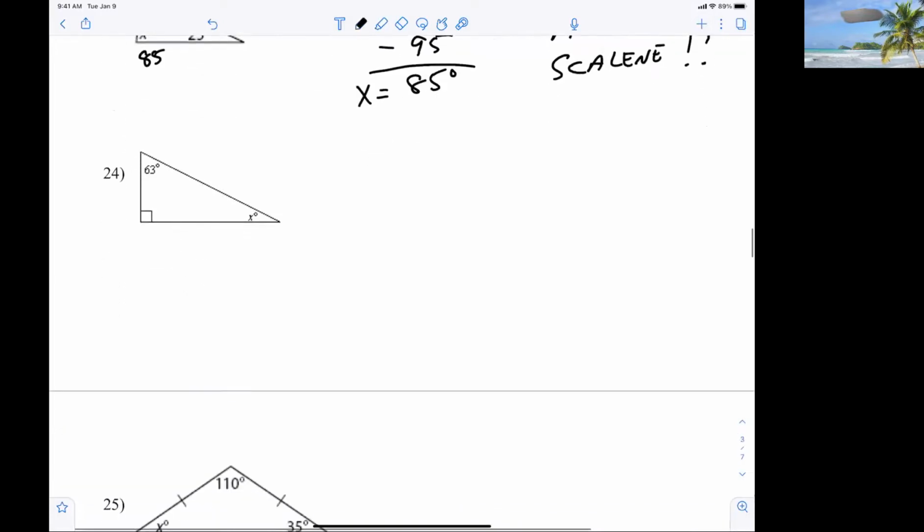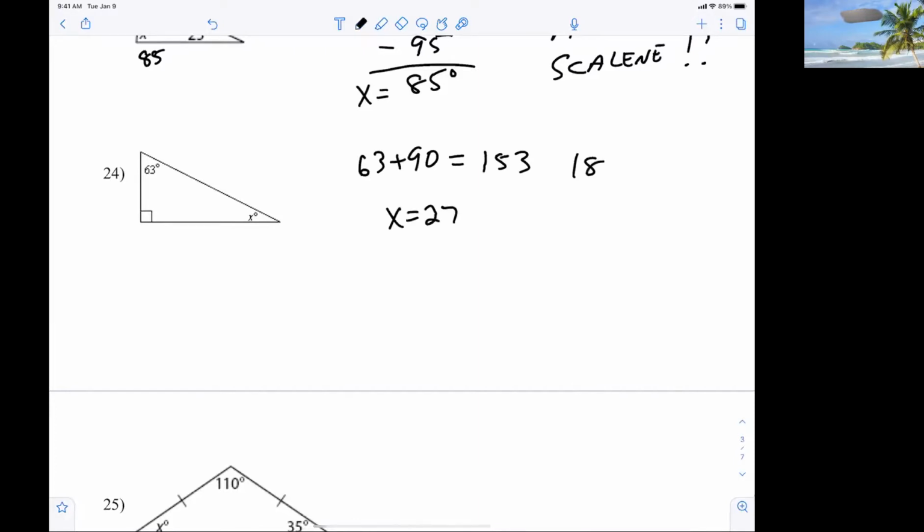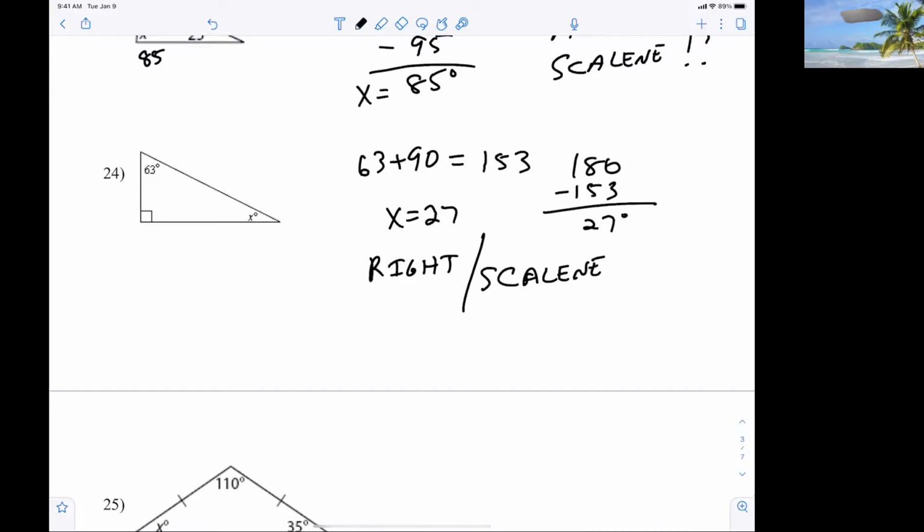Luca, you're up on 24. 63 plus 90. Okay. Yeah. Right, because then we did 180 minus 153 and got 27. So it's a right, what? Right, scalene. All right.